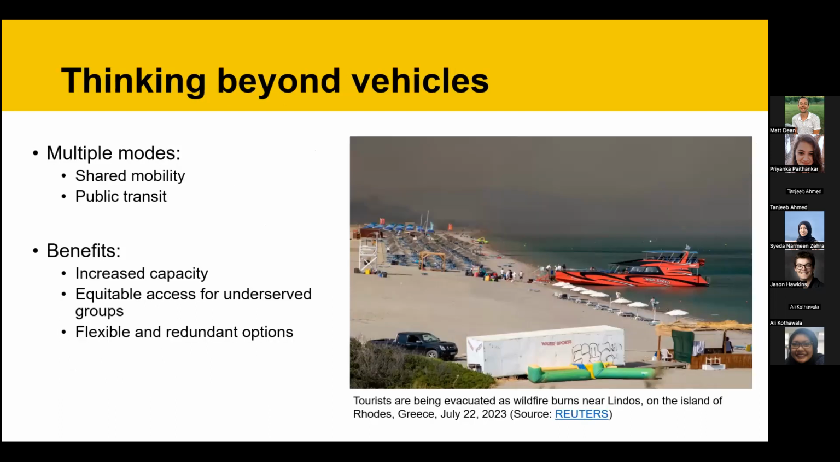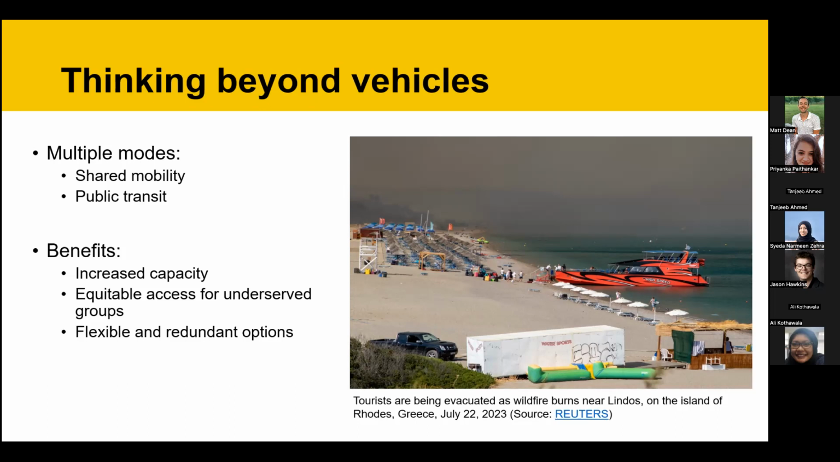While private vehicles dominate most evacuations, incorporating multiple modes, including shared mobility and public transit, can significantly improve transportation capacity and provide equitable access for vulnerable populations. Transit-based evacuation planning should learn from strategies used in hurricane evacuations and consider pickup locations and improved public shelters for evacuees. Furthermore, we should consider walking, cycling, water and air-based evacuations.